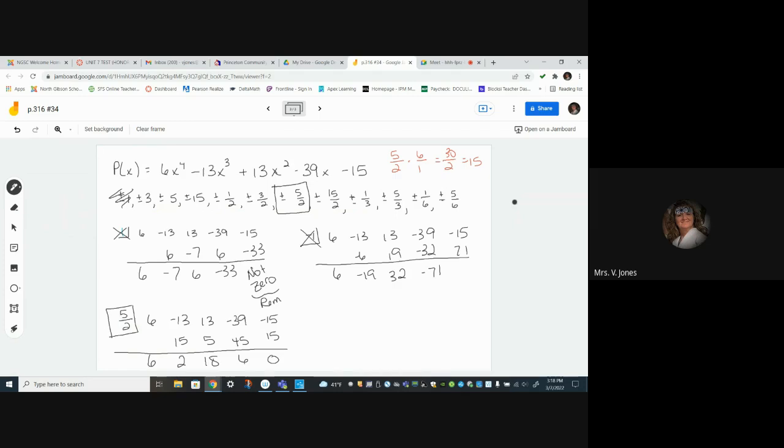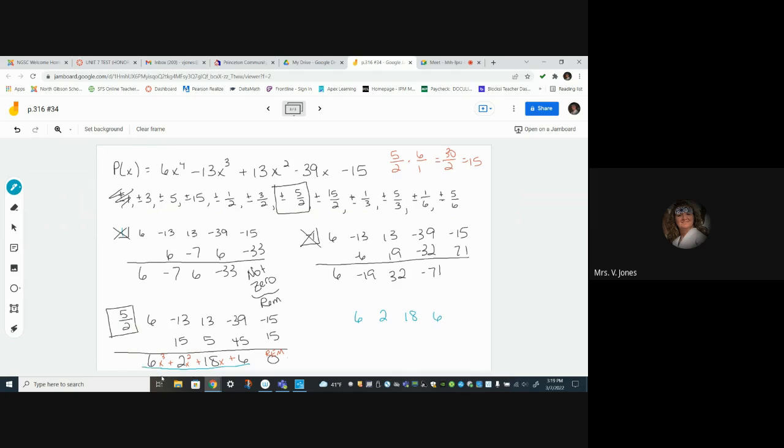Now, before you take off on the next one, you need to remember, don't start back at the very beginning. This is your remainder. This is your constant, the 6. The one in front of that is x to the first. The one in front of that is x squared. The one in front of that is x to the third. So instead of going back to the beginning, use these numbers. So I'm going to use the 6, the 2, the 18, and the 6 this time. That's what you want to go with.